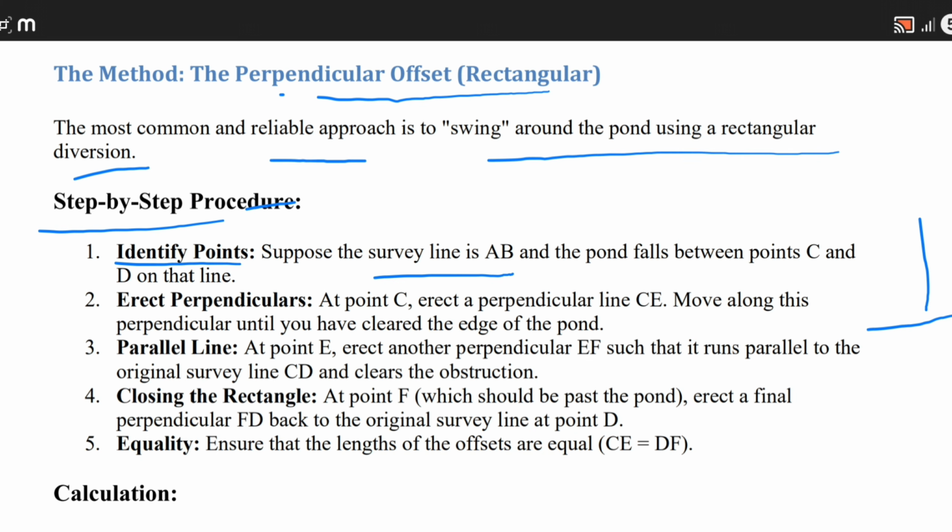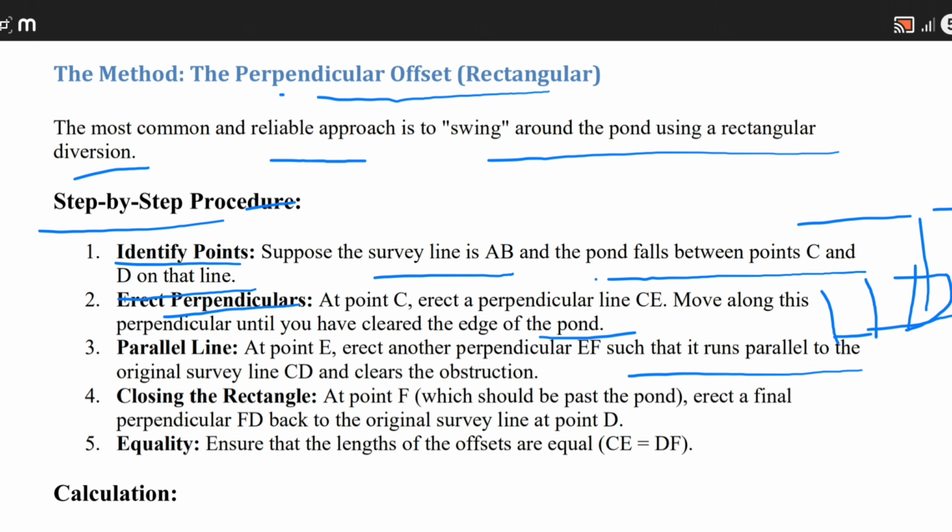On the survey line AB, and the pond's falling points C and D, you can erect perpendiculars on both sides of the points. For example, this is the pond, and on both sides you erect perpendiculars at the same distance from the pond. Then you draw a parallel line through the erected points to the other side of the obstacle, and by joining these points you can determine the final value, the width of the pond.